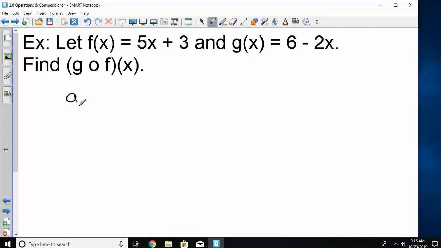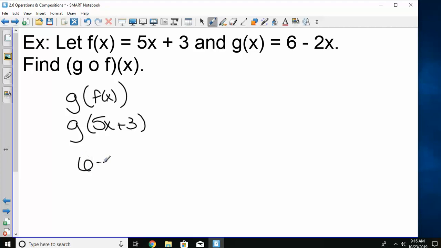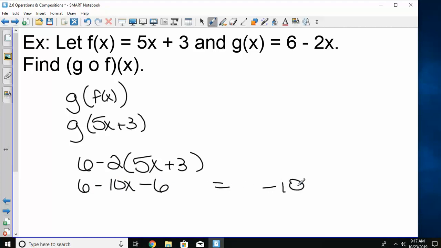So we have g of f of x. If you plug in f, that's 5x plus 3. Put that into g. So 6 minus 2 times 5x plus 3. So 6 minus 10x minus 6. The 6's drop and you get negative 10.